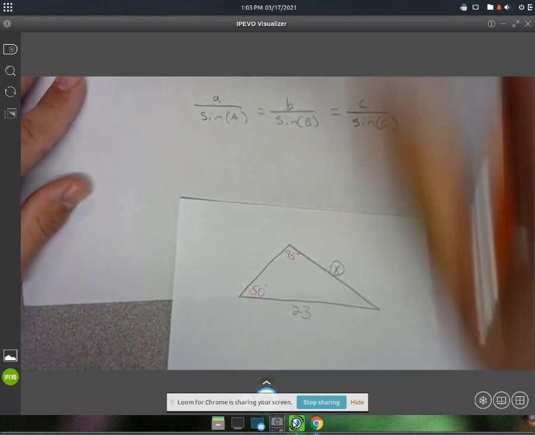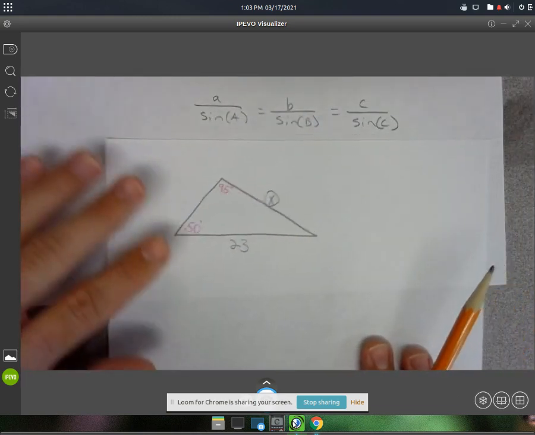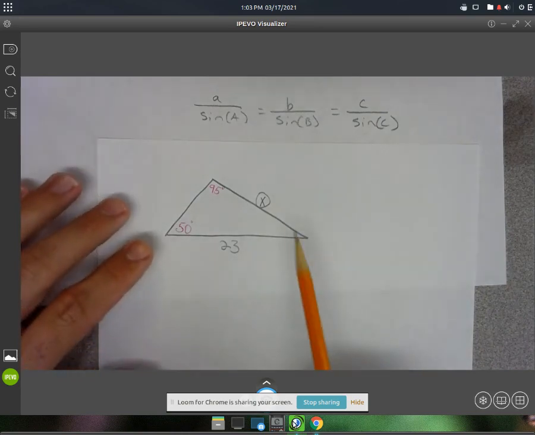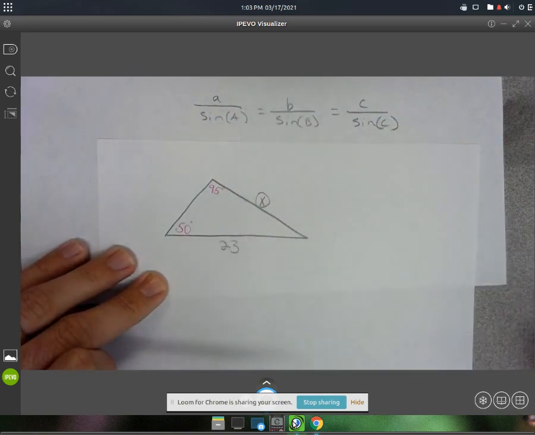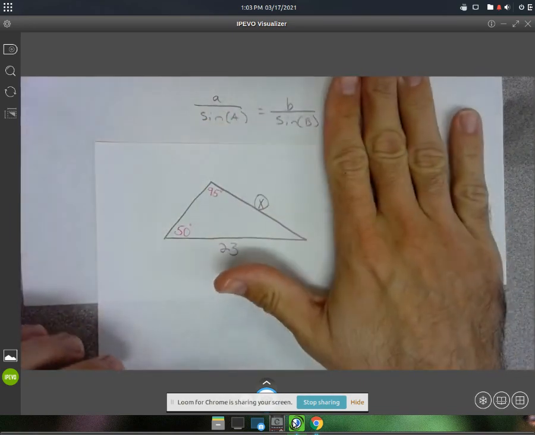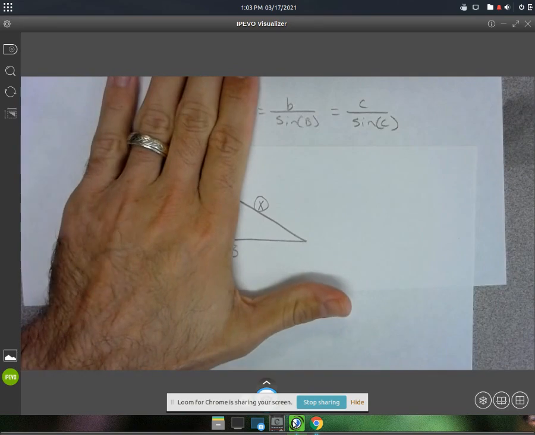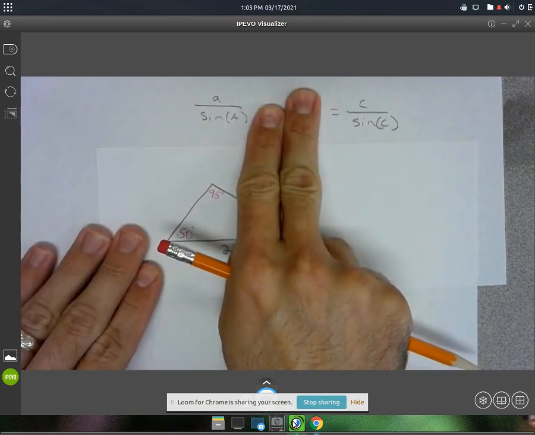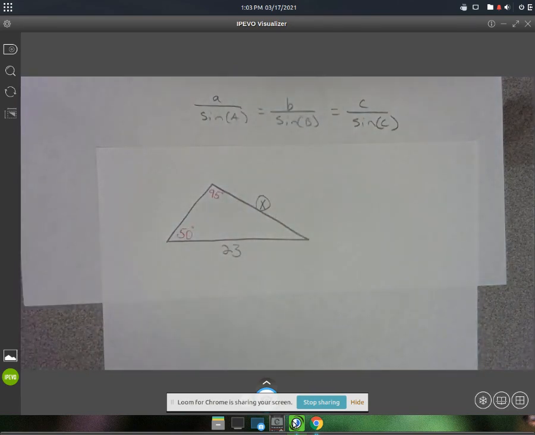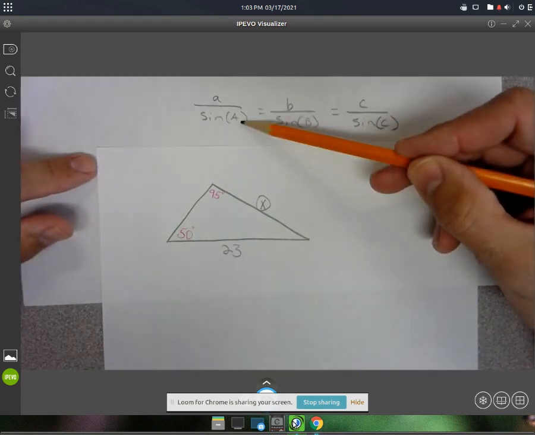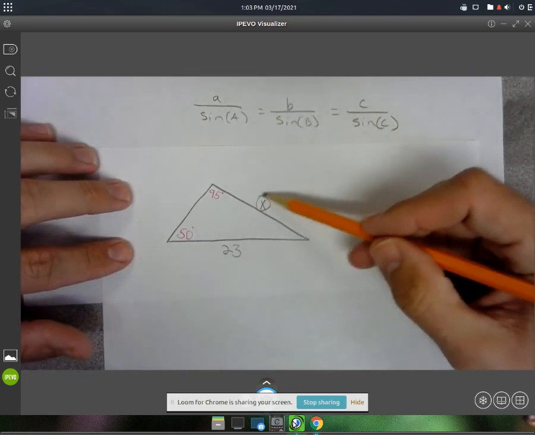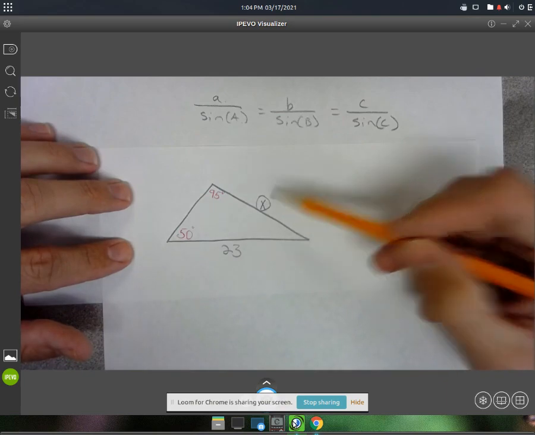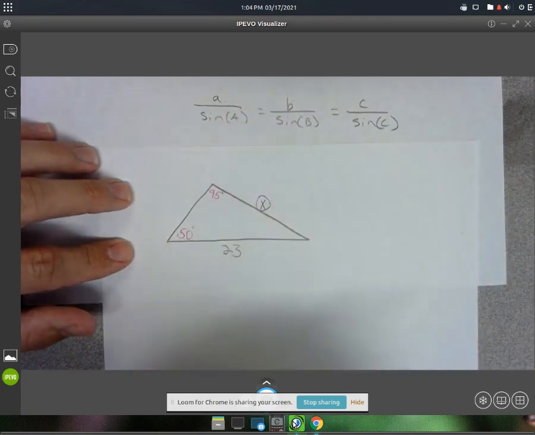Let me try to get this here. We should be able to see everything here. Now I don't have to use all of these. I'm really only using either this part or that part right there. You don't really have to overthink it. Just think of it as an angle and the side that's across from it. So in this problem, I'm going to solve for this side length, so I'm going to want to use the one where the side lengths are up top.